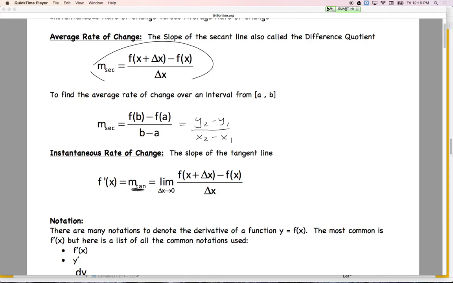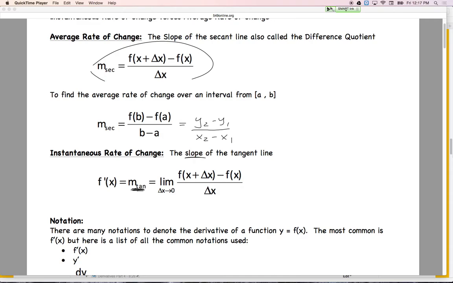Now, we call this the derivative. Now, the derivative has notation. So we're going to talk about that notation next. But before I do this, instantaneous rate of change, when we talk about instantaneous rate of change in this class, because that's a mouthful, we're no longer going to call it instantaneous rate of change. We're actually going to call it slope.